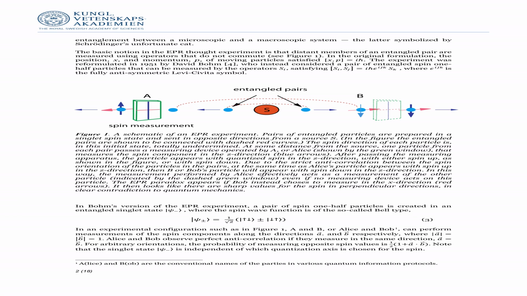The EPR paradox appears if Bob instead chooses to measure in the x direction, red arrows. It then looks like there are sharp values for the spin in perpendicular directions, in clear contradiction to quantum mechanics.